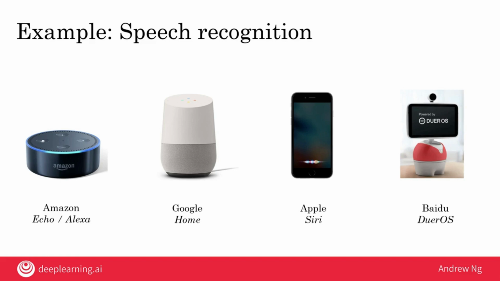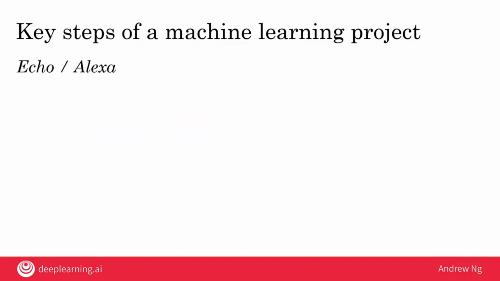So how do you build a speech recognition system that can recognize when you say Alexa, or Hey Google, or Hey Siri, or Hello Baidu? Let's go through the key steps of a machine learning project. And just for simplicity, I'm going to use Amazon Echo or detecting the Alexa keyword as this running example. If you want to build an AI system or build a machine learning system to figure out when a user has said the word Alexa, the first step is to collect data.